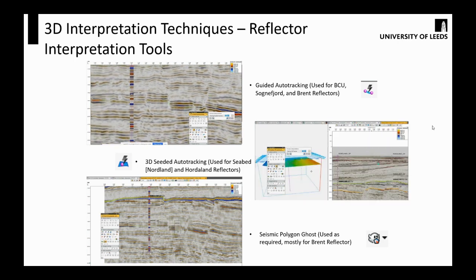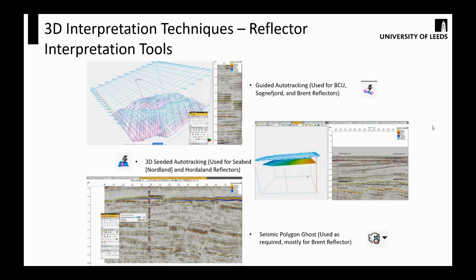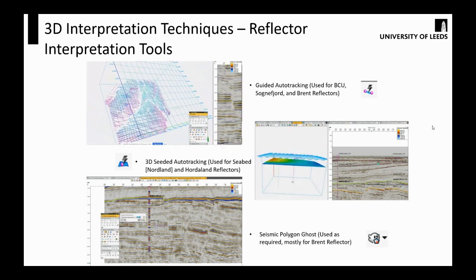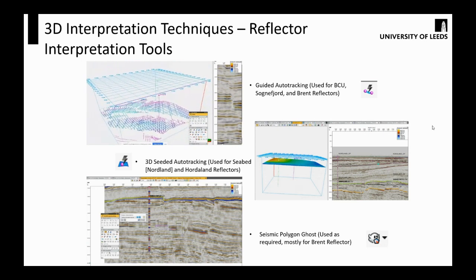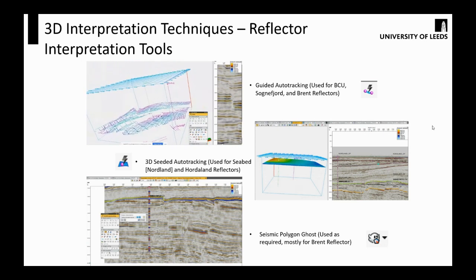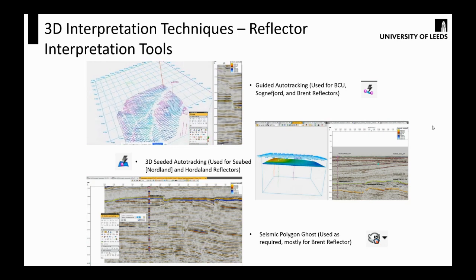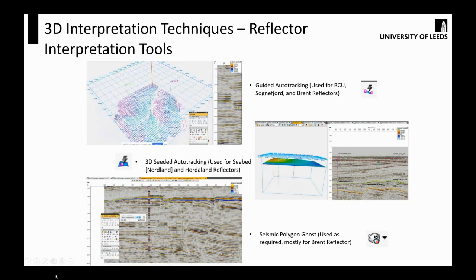The second version is the 3D seeded auto tracking, which is useful for quite consistent reflectors such as the seabed and the Horda land reflectors, and this creates a surface in real time. And then at the bottom here, which we might not be able to see, is the ghost tool, which allows you to create an image that can go over some fault lines and help you determine the right reflector.